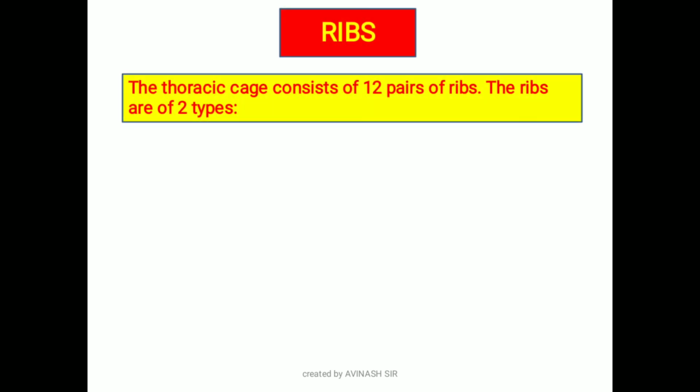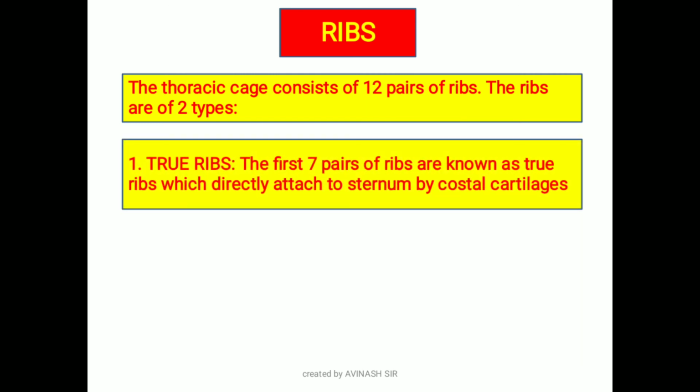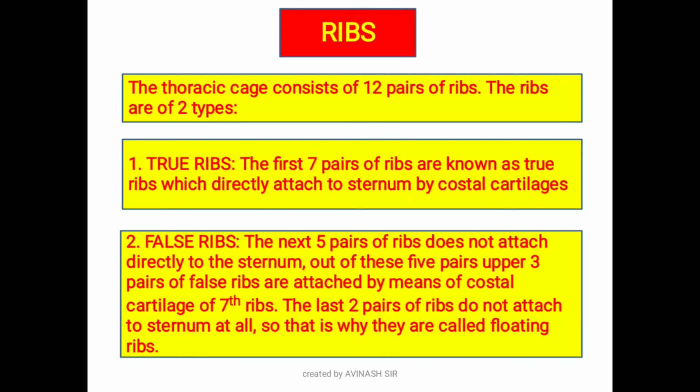Now, what are ribs? The thoracic cage consists of 12 pairs of ribs. The ribs are of two types. True ribs. The first 7 pairs of ribs are known as true ribs, which directly attach to the sternum by costal cartilages. False ribs. The next 5 pairs of ribs do not attach directly to the sternum.